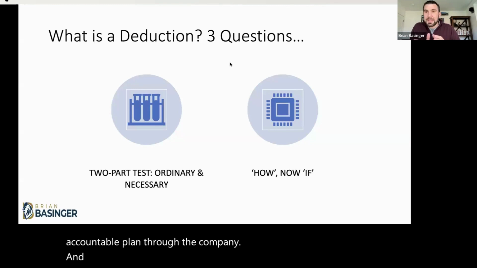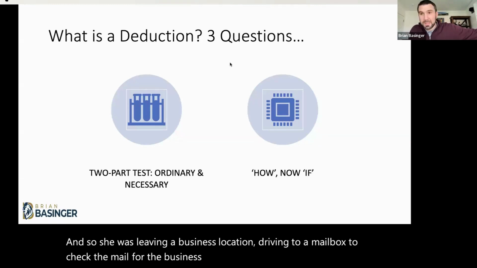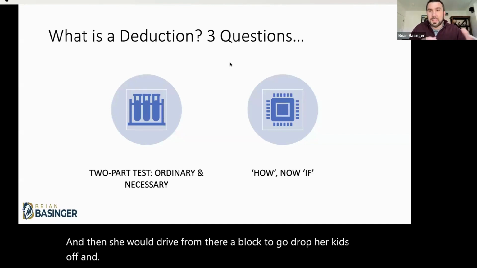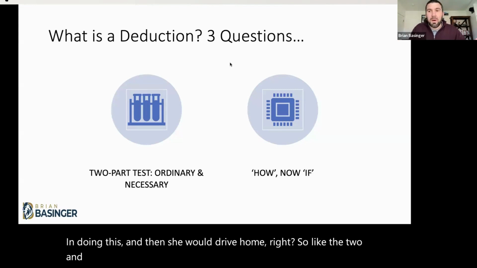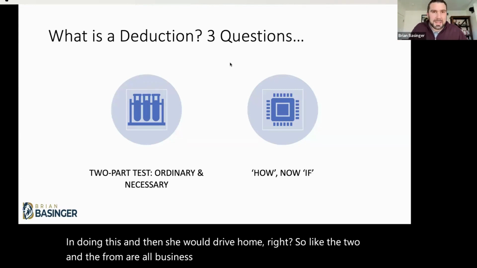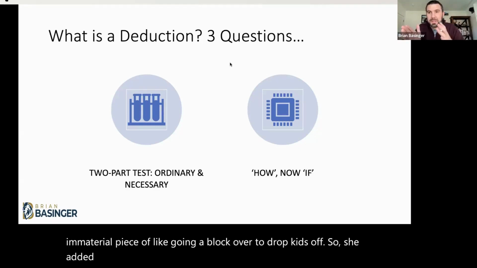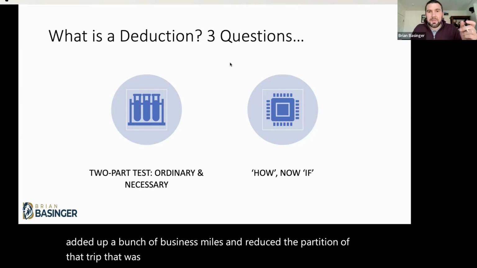And so she was leaving a business location, driving to a mailbox to check the mail for the business, another business location. And then she would drive from there a block to go drop her kids off, and then she would drive home, right? So the to and the from are all business miles. The only thing that's not is the immaterial piece of going a block over to drop kids off. So she added up a bunch of business miles and reduced the portion of that trip that was personal down to a very small amount.